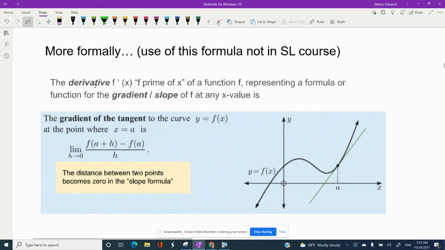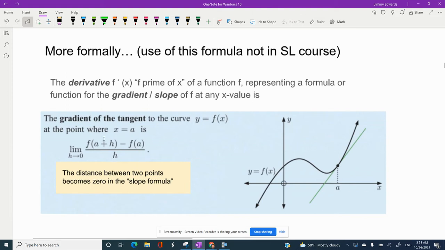The derivative f prime of x of a function f, which represents a formula or a function for the gradient or slope of f at any x value, is this formula right here. And what is this? This is the limit as h approaches 0, which represents that the distance between 2 points becomes 0 in the slope formula.